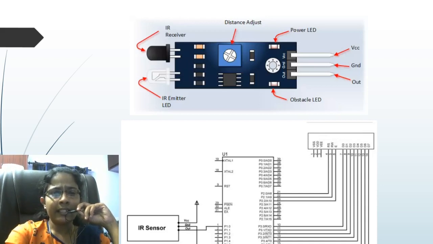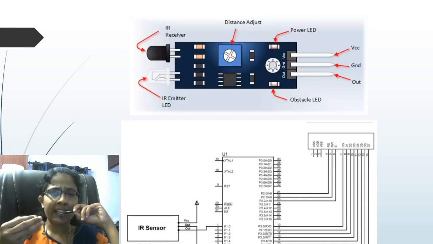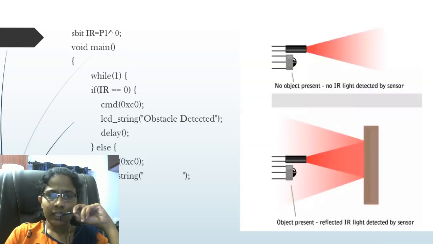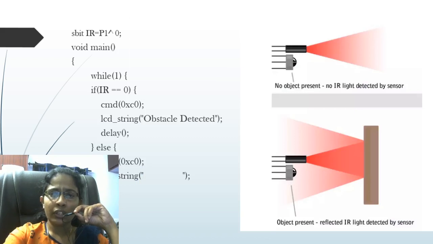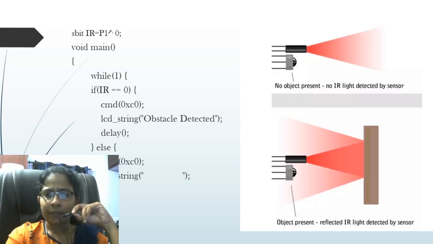And there is an IR receiver and an IR emitter LED. The IR emitter LED emits the light. If there is any obstacle, it will be received by the IR receiver. If you see this diagram, it is very clear to understand. In the first diagram there is no obstacle, so your detector won't detect any light. But in the second case there is an obstacle, so the light is reflected by this obstacle.